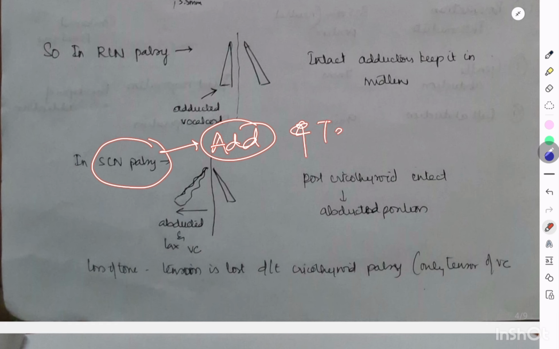So you have to keep in mind the function of each nerve, and if that nerve is in palsy, that function will not happen. For example, the superior laryngeal nerve has to do adduction and tensor. If there is palsy in this, adduction and tensor cannot happen. So what will happen? There is abduction and floppiness of the vocal cord, laxity of the vocal cord, or loss of tone due to cricothyroid palsy.